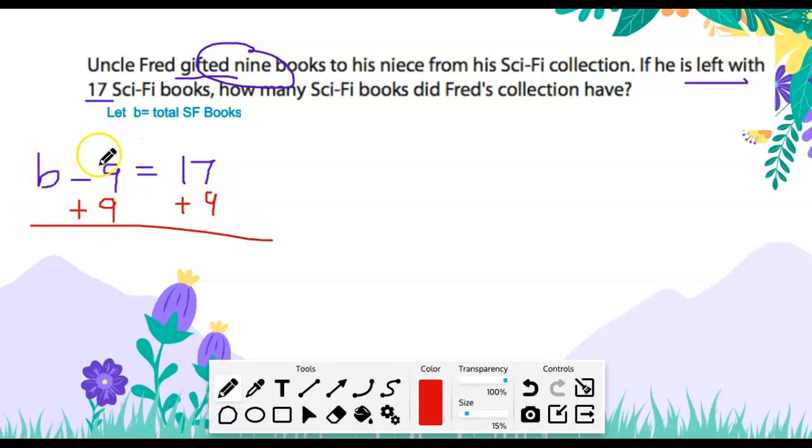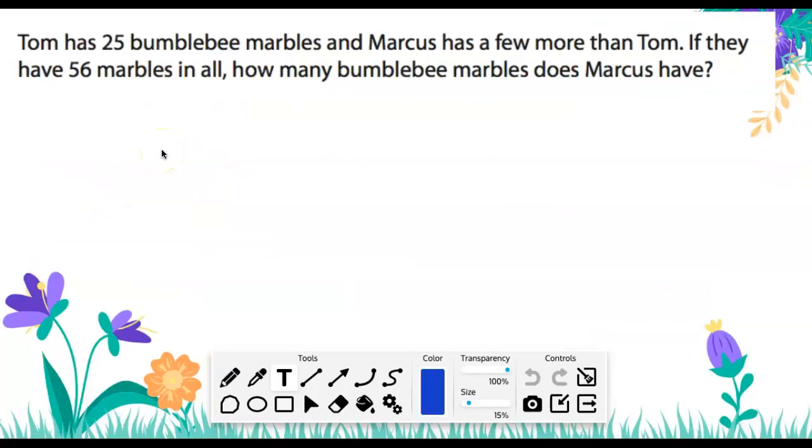We're going to undo it so that you only have B, because we're looking only for B. Then 17 plus 9 gives you 26. What is this 26 now? 26 right now is the total number of science fiction books in his collection. So there you go. And you could always check by saying, wait, 26 is his collection minus the 9 that he gave. Now he got 17. Perfect.